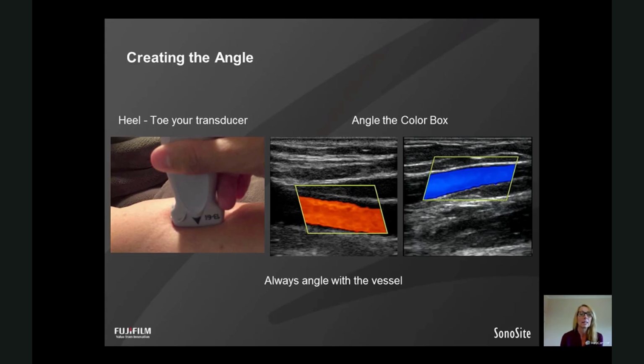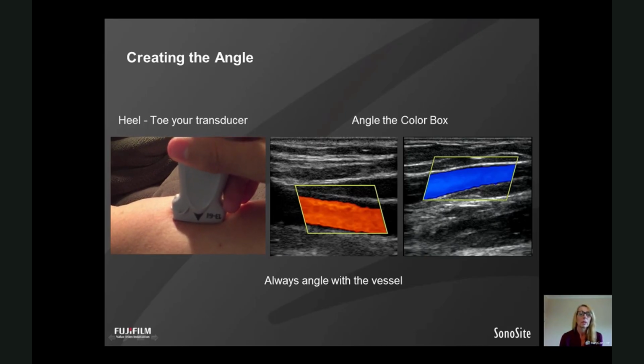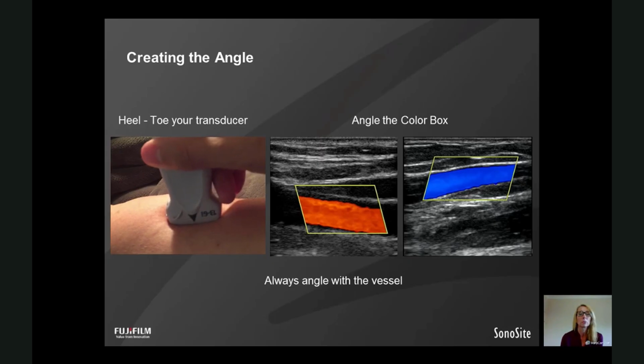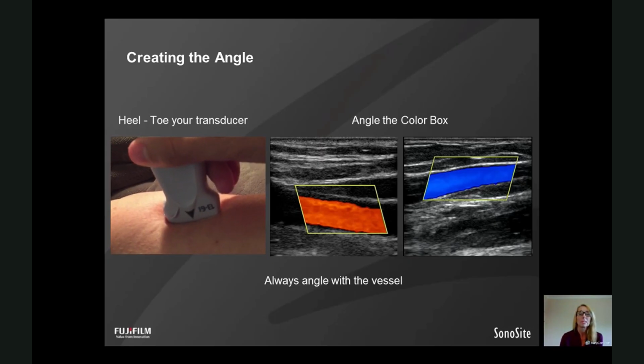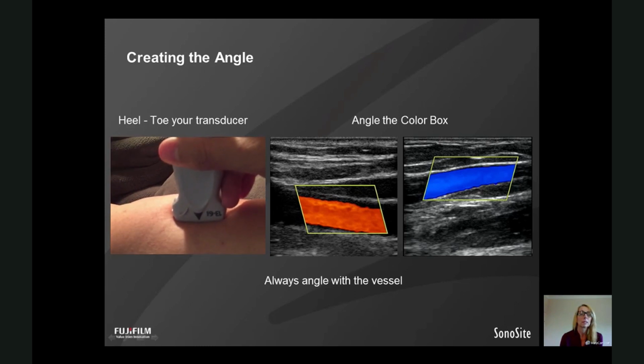So you can see here that the probe on the arm, it's pressing down a little bit, and you would need to do what we call heel to toe, which would be to push one side, and you can see the video here, one side tilted so that means that blood would either be flowing towards or away from it. Always angle with the vessel and angle the colour box.